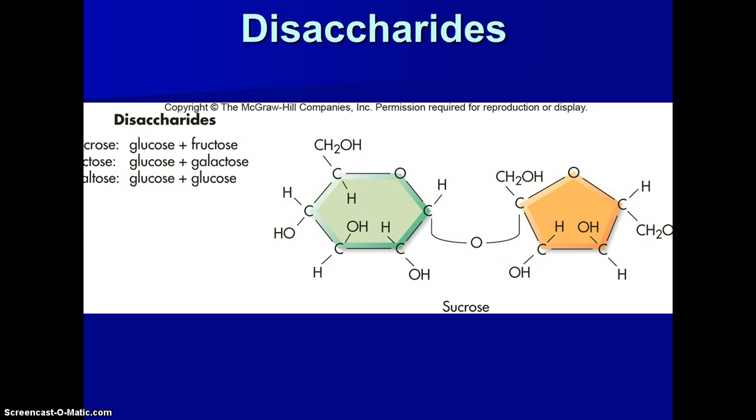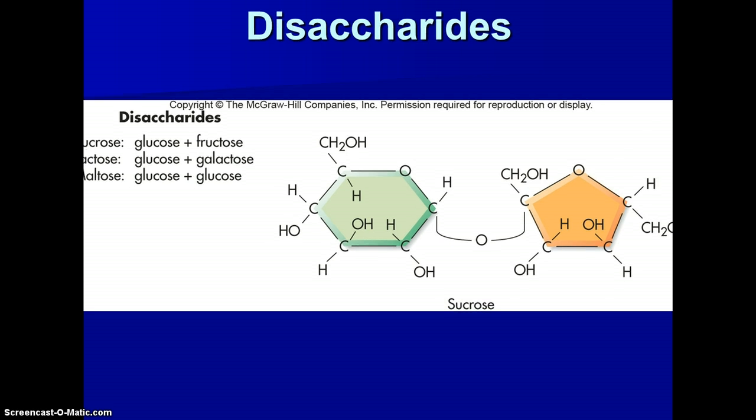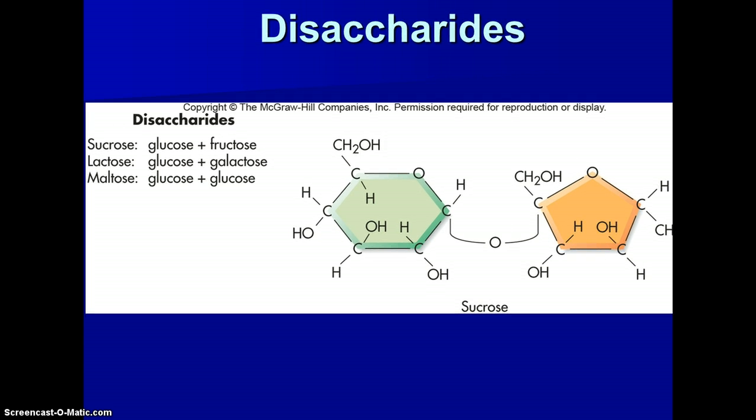So a disaccharide is when two of those monosaccharides get hooked together. So for example, sucrose is when glucose and fructose get hooked together through a bond right here. We have enzymes in our body that break these bonds so that we can absorb these nutrients.